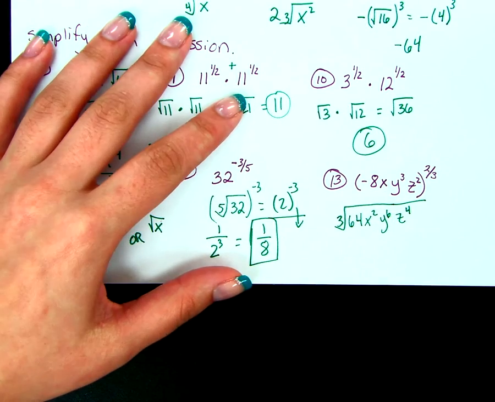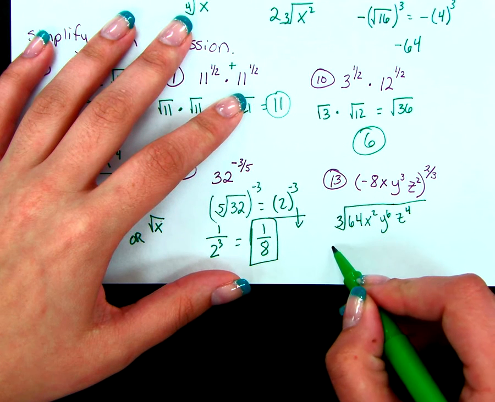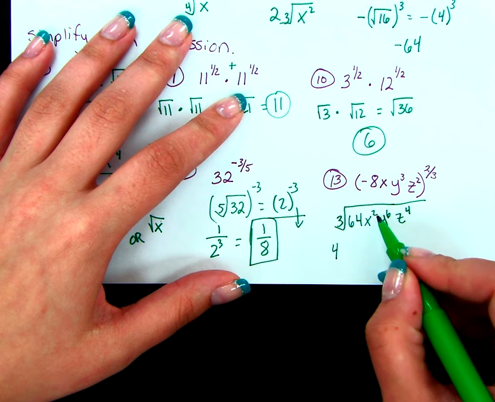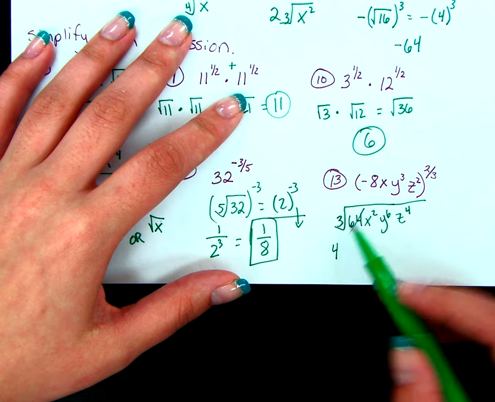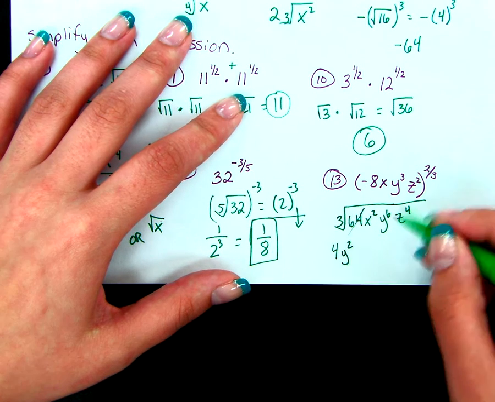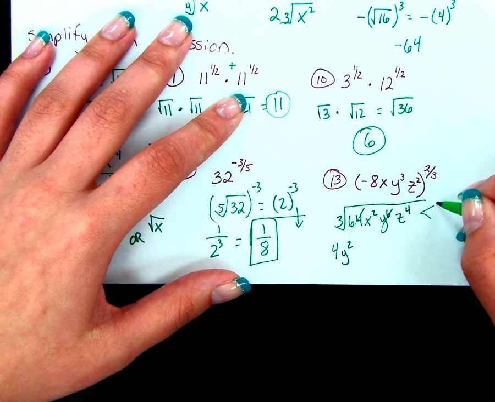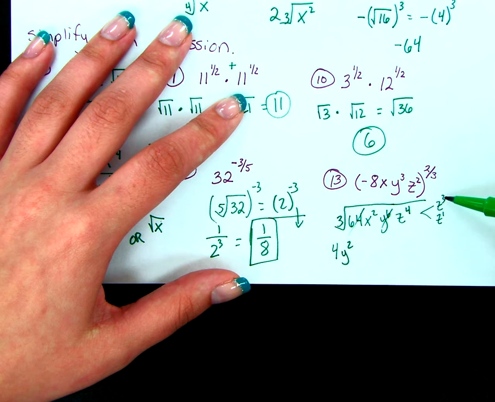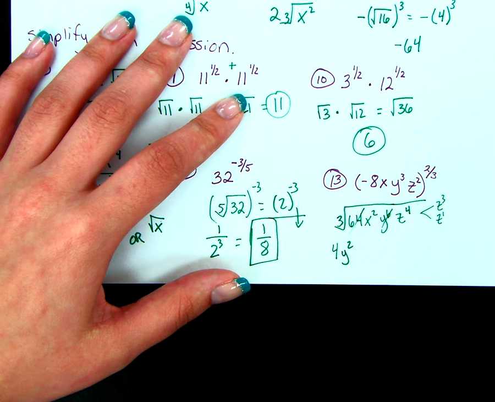So 64 is a perfect cube. So the cubed root of 64 is 4. This power is smaller than 3, so we can't simplify it. 6 divided by 3 is 2, so we'll have a y squared. And then for the z, we're going to split this as z cubed and then z to the 1st power. So again, this number needs to be divisible by our root, and then the other number needs to be smaller.